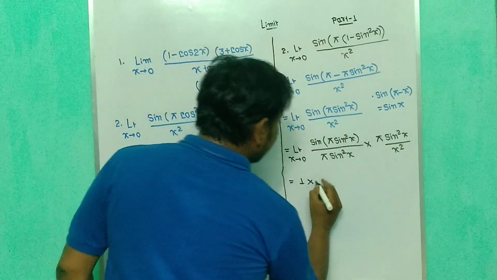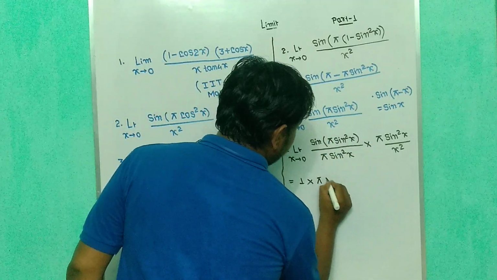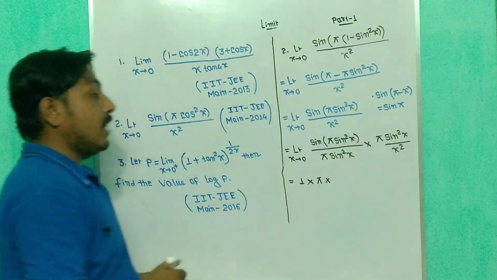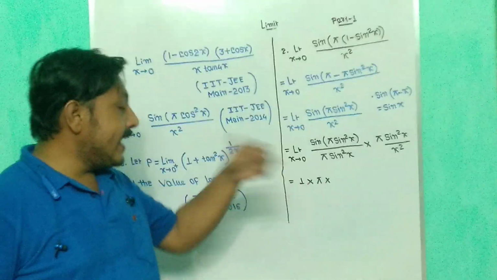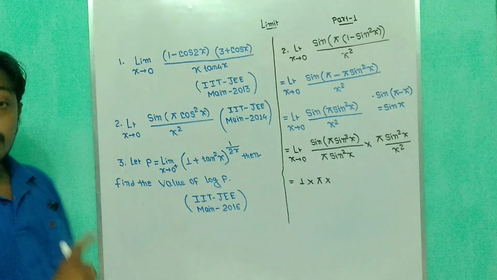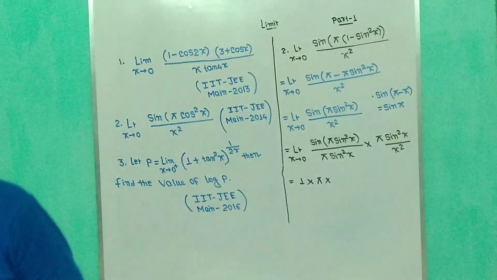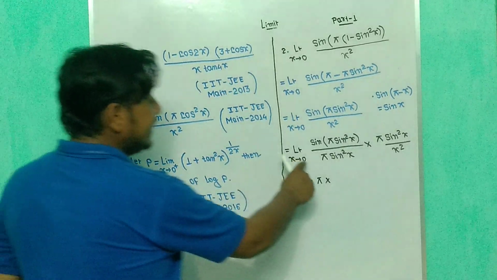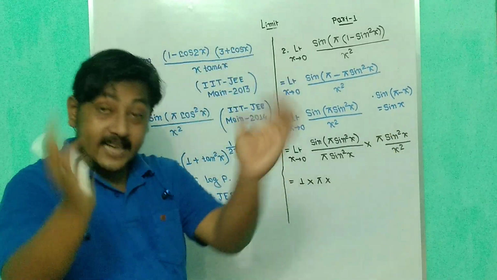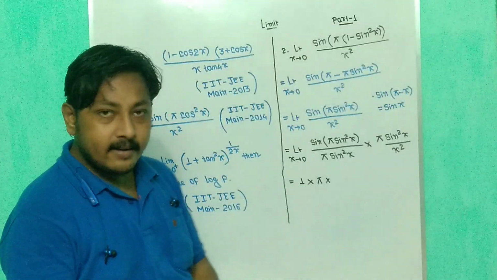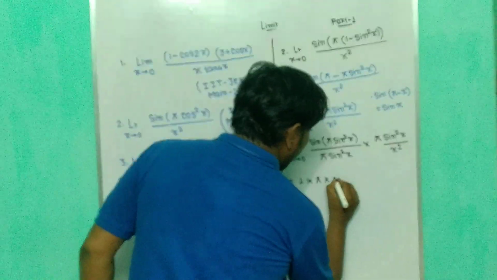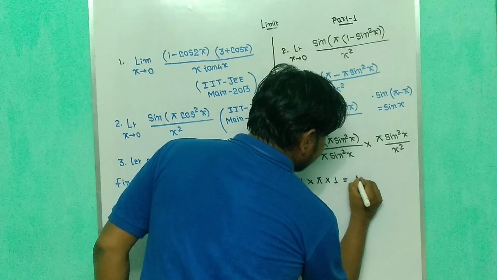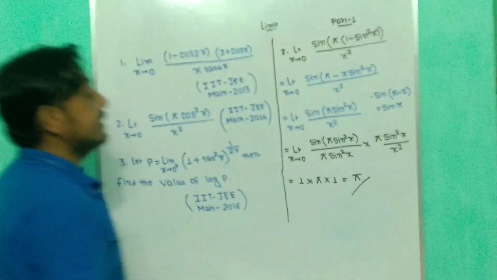So now pi is constant, so write pi only. Now go to the last part. Last part is limit x tends to 0 sine square x by x square. So sine square x by x square, that means limit x tends to 0 (sine x by x) then square we can write. So that must be 1. So your final answer will come pi.